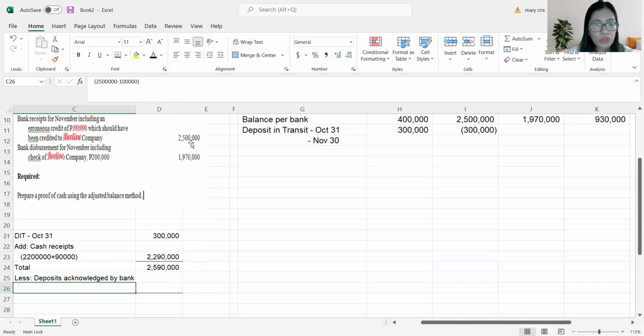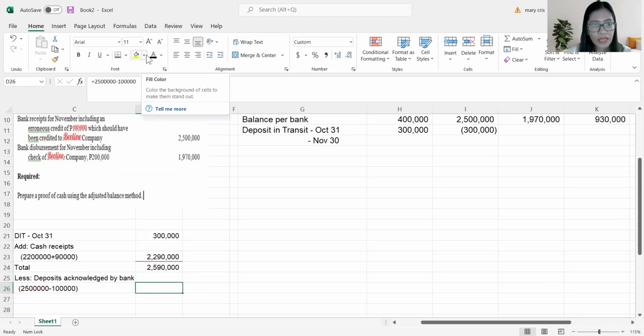But take note, that 2.5 million includes a bank error amounting to 100,000. Supposedly, it was for Beeline, but it was credited to Beehive's account. So that amount should be deducted. So how much is left of our deposits acknowledged by the bank?